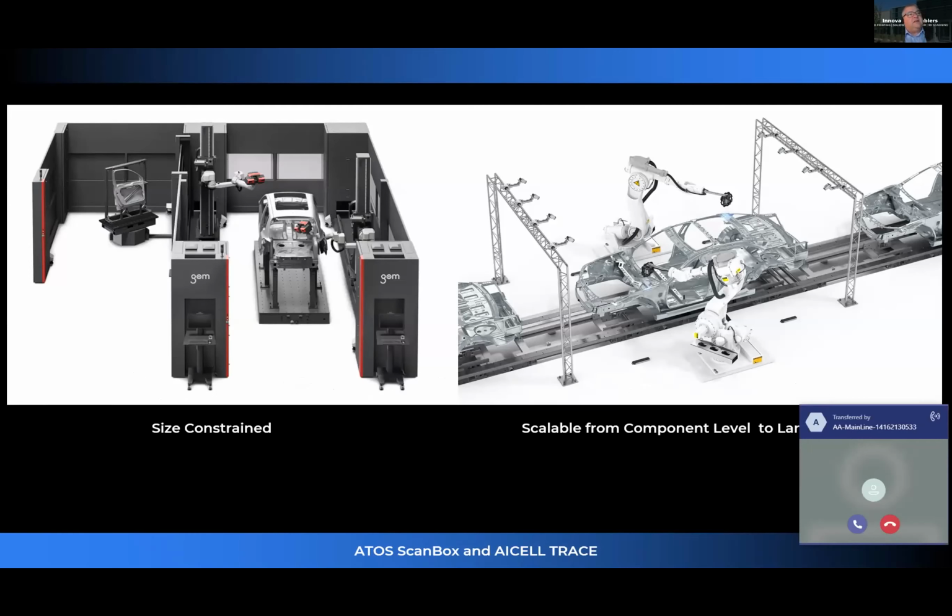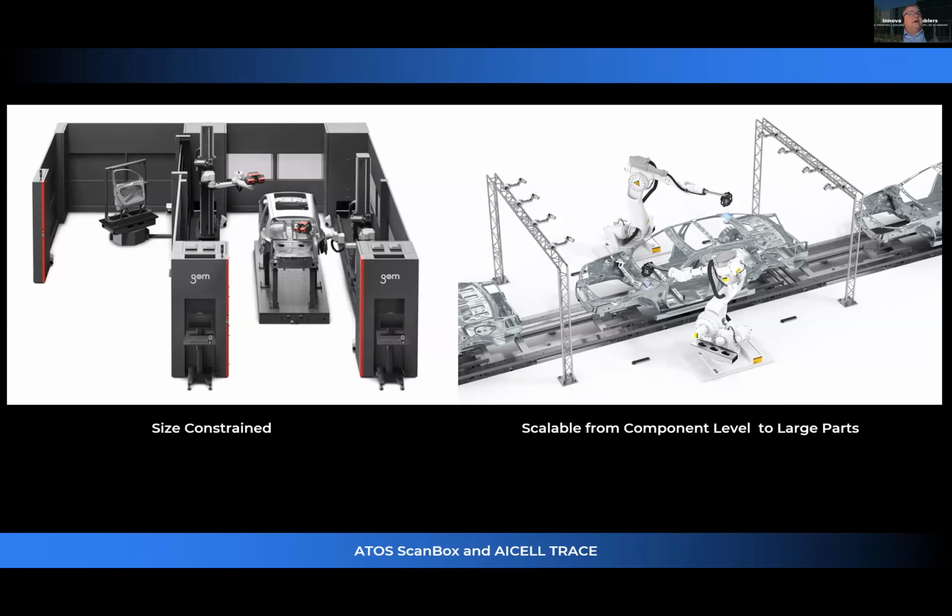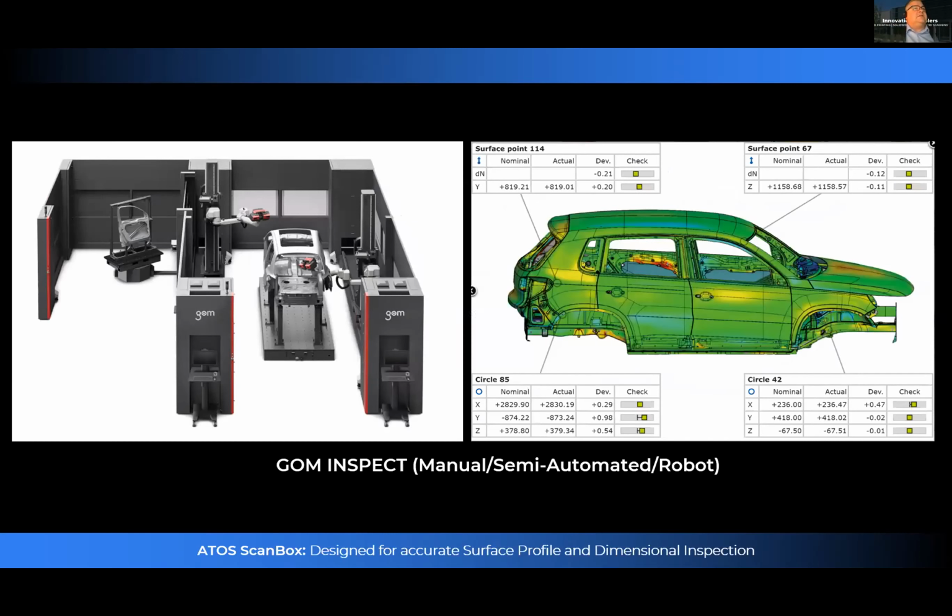One is what I call a size constrained system, meaning you can't just keep making it bigger and bigger and bigger. But that's all about laser inspection. I'll talk about that. And the second one is what I call scalable, which is from the component level to large parts. And large parts could be a bus, it could be a tractor. There's no set scaled volume that you have to abide by. There's some things that come with that, let's be honest, but you're no longer having to just have a scale constraint that way. So the first one is what we call a GOM ScanBox.